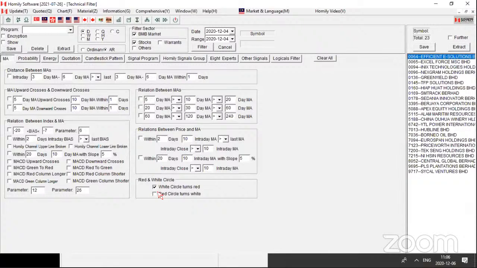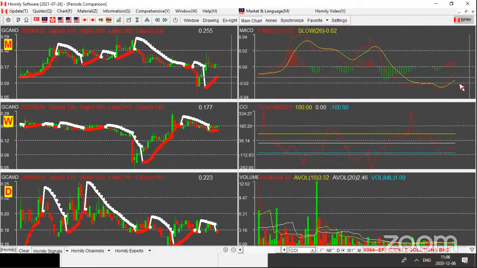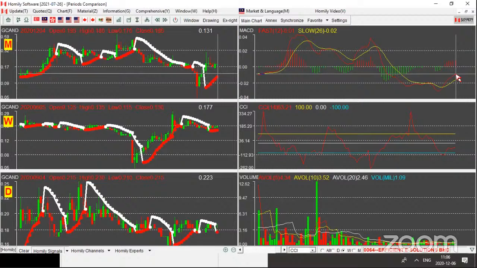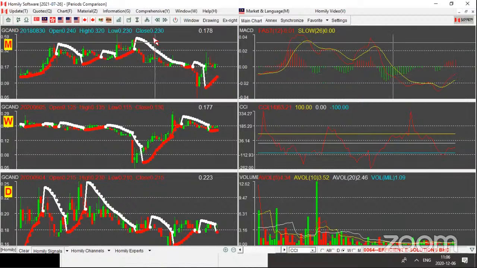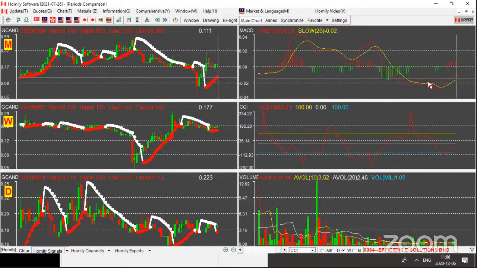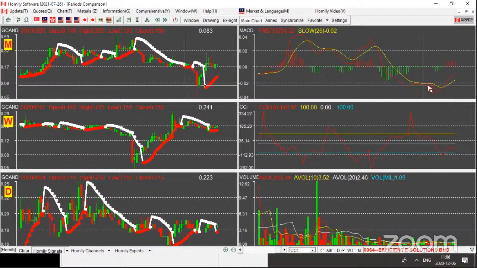MACD uptrend, do we need to wait red line above 0 or not? You mean which red line? CCI? Oh, I get it. You mean MACD, the red line, right? Above 0. No need. As long as it is the bullish pattern, it is okay.